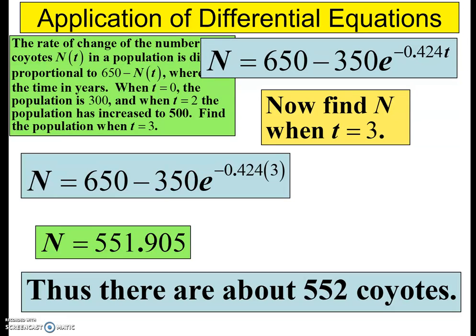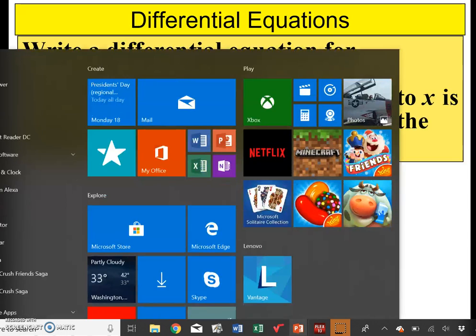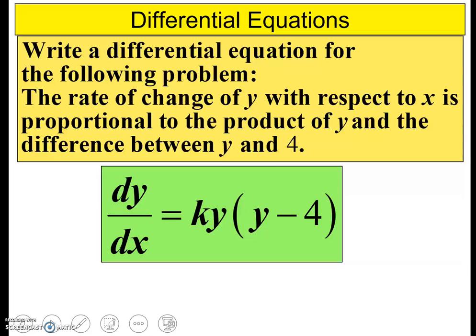So we've talked about this before. This is very straightforward. We did a problem like this on Friday. I helped several of you with problems like this on WebAssign. It's pretty straightforward. The difference is pulling it out of the words. So the rate of change of y with respect to x is proportional to the product of y and the difference between y and 4. It's a slightly different kind of problem. We're going to go ahead and write, and so there is our equation. So the product of y and the difference between y and 4. And so there's my equation.